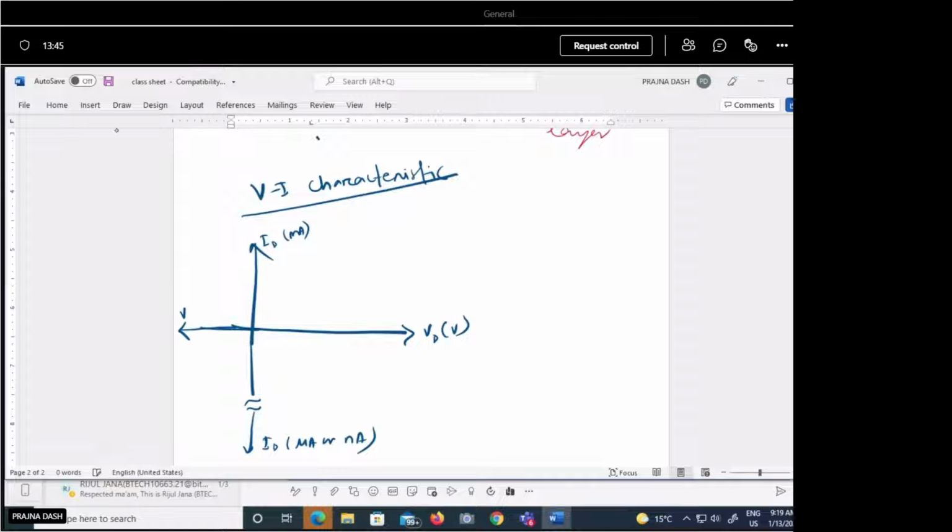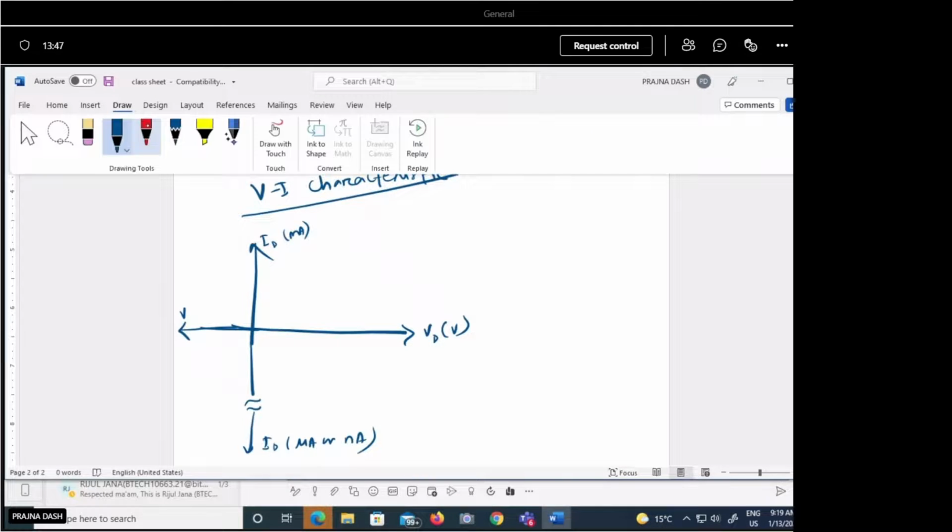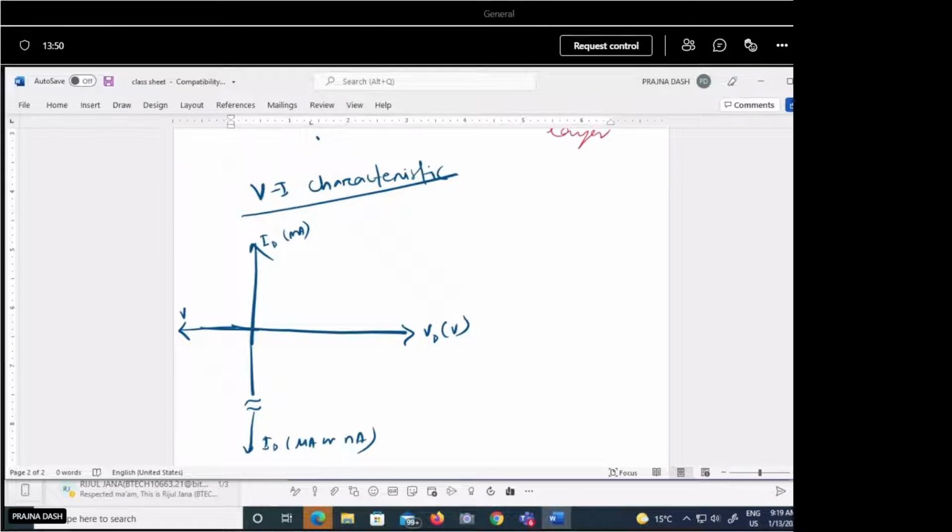When we plot the characteristics, whether it is a normal PN junction diode, a silicon or germanium diode, we get a characteristic like this. After the threshold voltage or knee voltage, we get a significant amount of current. In the reverse direction the current is almost negligible, and it will enter into breakdown after the breakdown voltage. This is basically the VI characteristics of the diode.